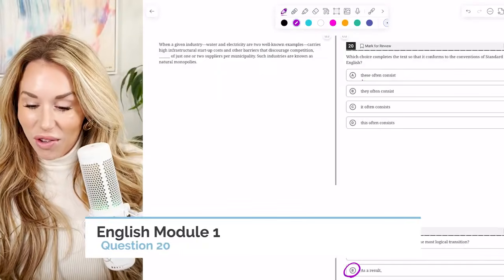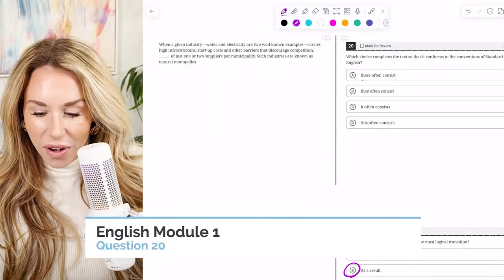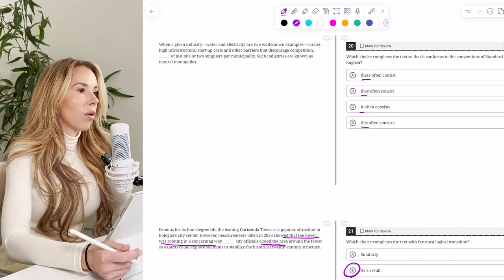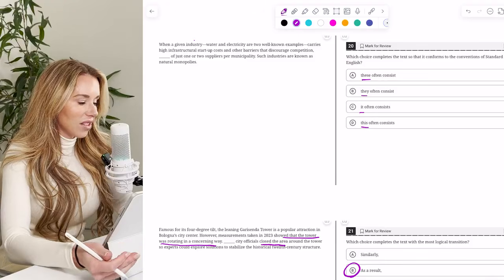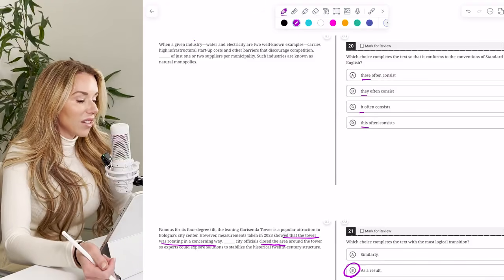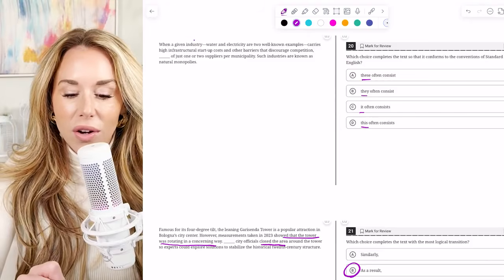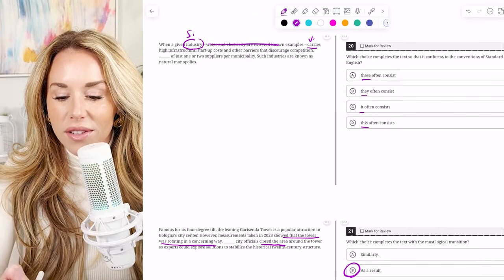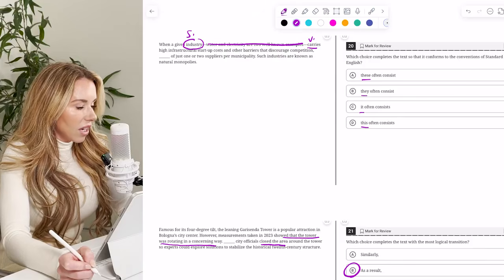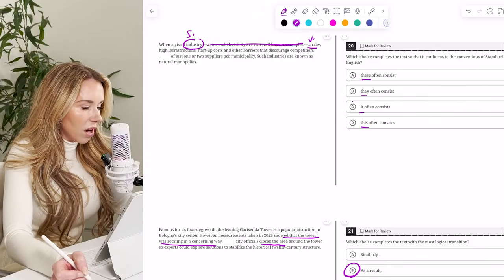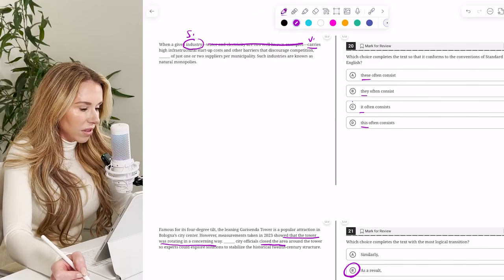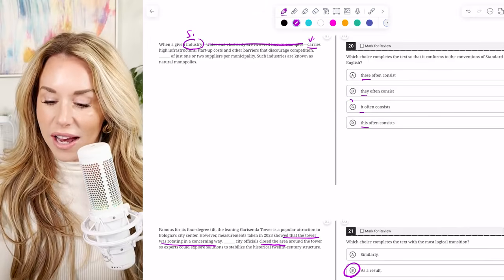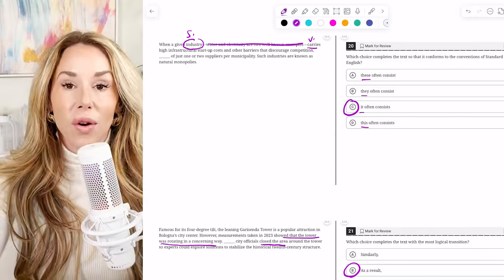All right, now we're on to grammar. So we have these, they, it, and this. So we need to pick the right pronoun based on what the subject is. So it says, when a given industry carries, okay, I know industry is the subject because it's doing this verb carries, and all of this is non-essential. So when a given industry carries high infrastructural startup costs and other barriers that discourage competition, it often consists of just one or two suppliers. It has to be C. It is singular, going with industry.